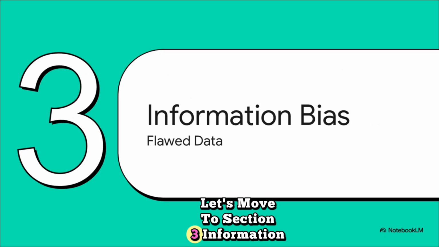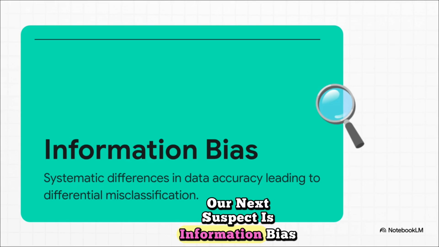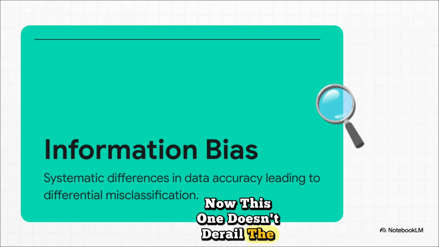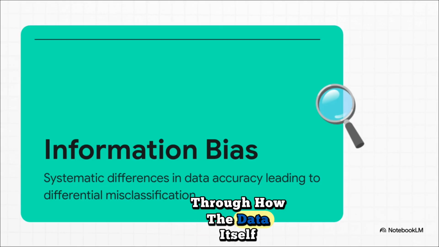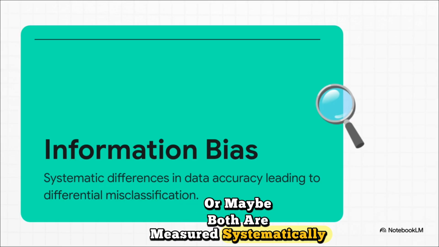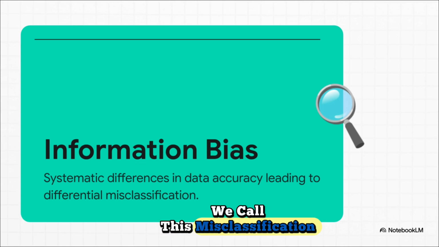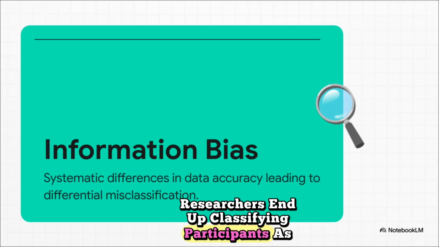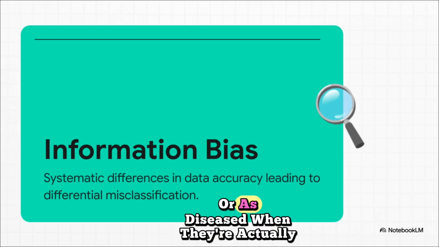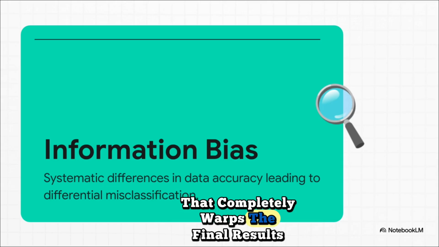Let's move to section 3. Information bias, or flawed data. Our next suspect is information bias. Now, this one doesn't derail the study by manipulating who makes it onto the roster. Instead, it ruins things through how the data itself is systematically collected. Information bias happens when the exposure, the outcome, or maybe both are measured systematically incorrectly. In the epidemiological world, we call this misclassification. Basically, researchers end up classifying participants as exposed when they actually weren't, or as diseased when they're actually perfectly healthy. It's a massive measurement error that completely warps the final results.